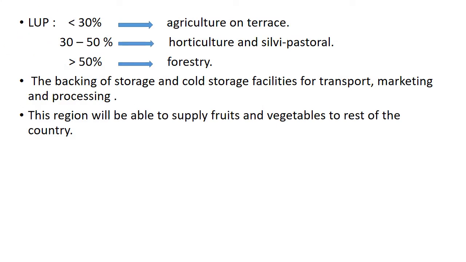Land use planning is less than 30% for agriculture on terrace, 30 to 50% for horticulture and silvipastoral, more than 50% for forestry. Here the backing of storage and cold storage facilities for transport, marketing and processing should be done, and this region will be able to supply fruits and vegetables to the rest of the country.